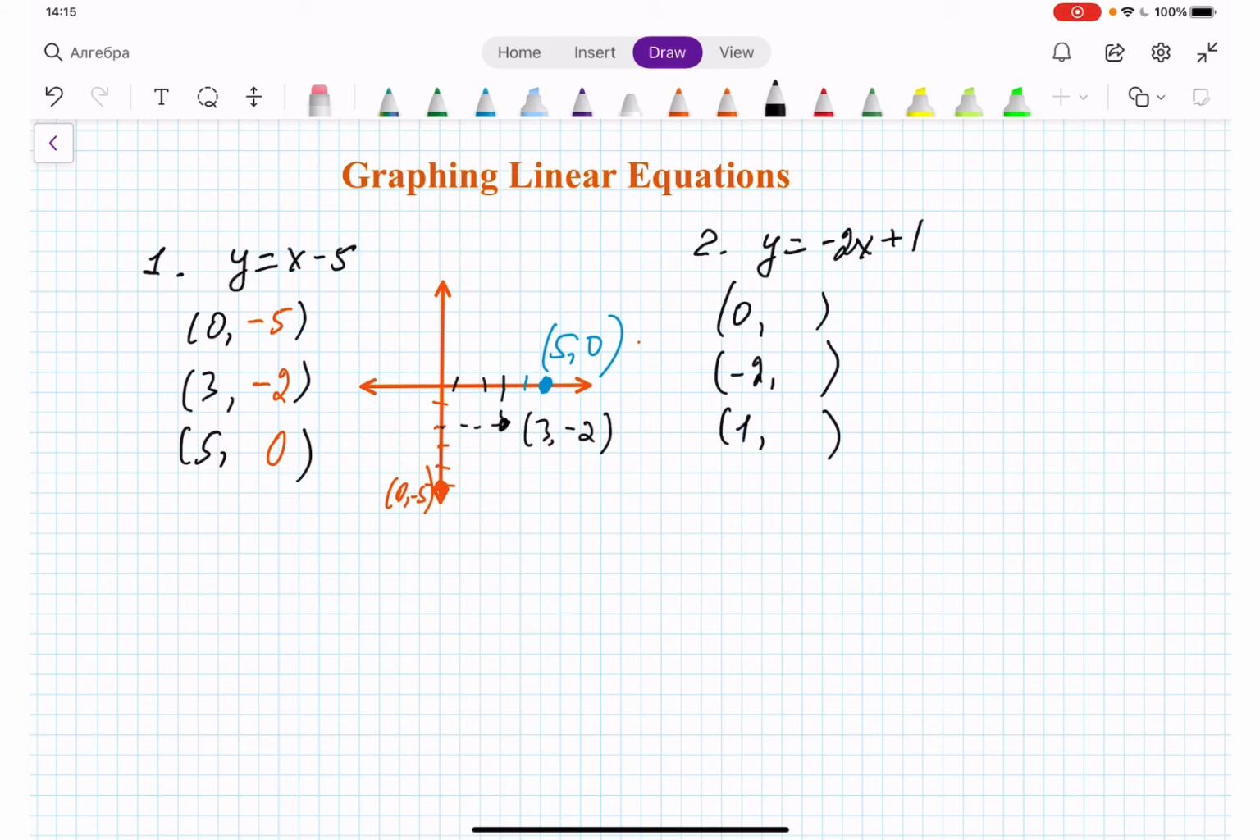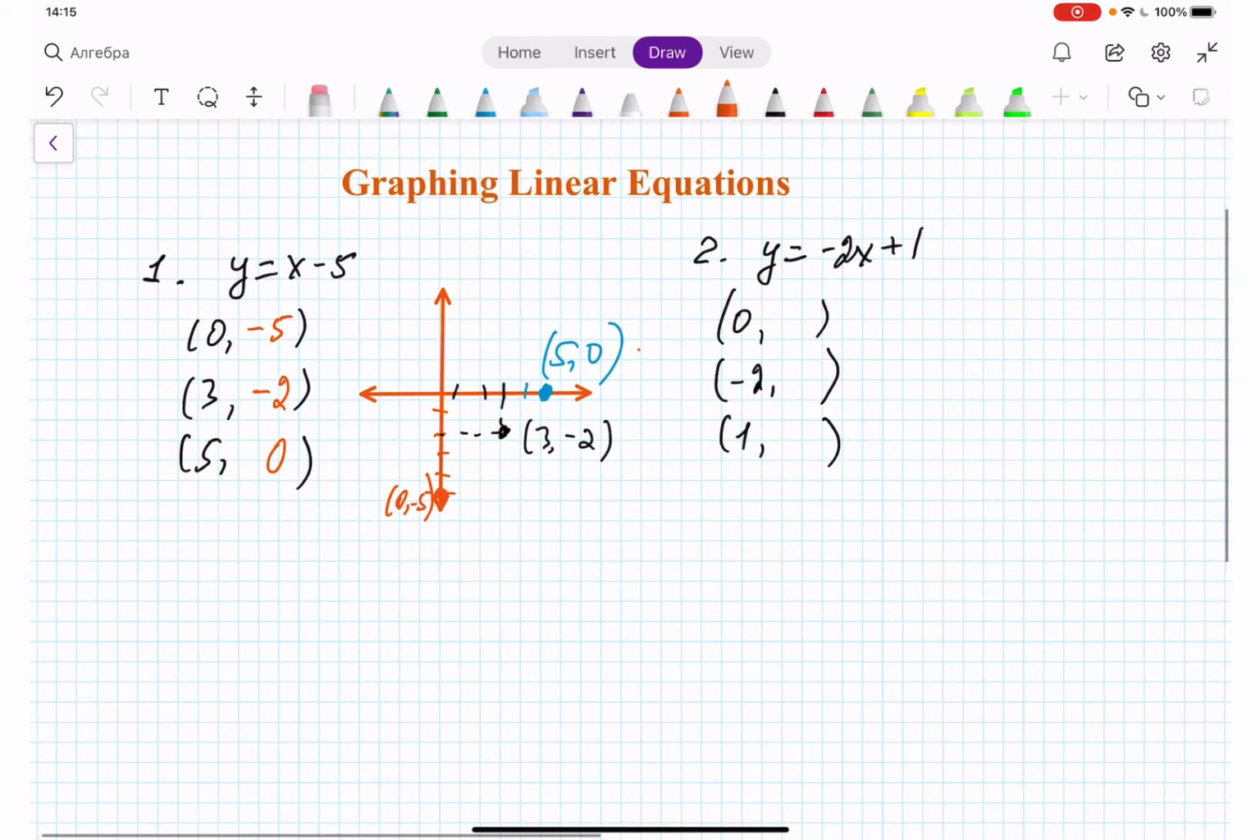So x is 0, negative 2 times 0 is 0, plus 1, it's going to be 1. X is negative 2, we get negative 2 times negative 2 is the positive 4, plus 1, it's going to be 5. And x is 1, negative 2 times 1 is negative 2, plus 1, it's going to be negative 1. Let's build the graph.